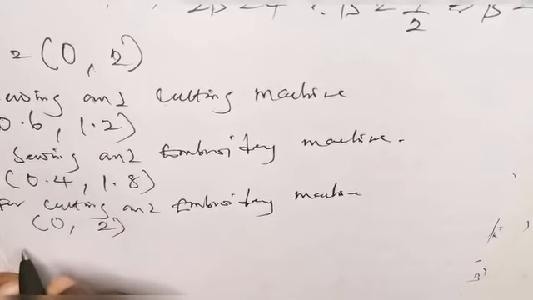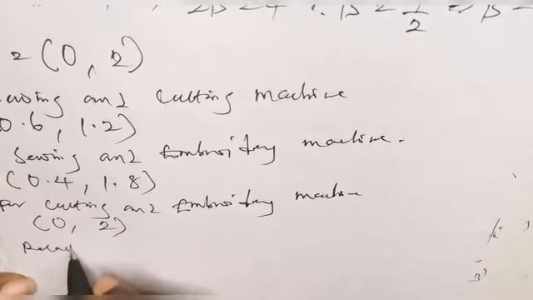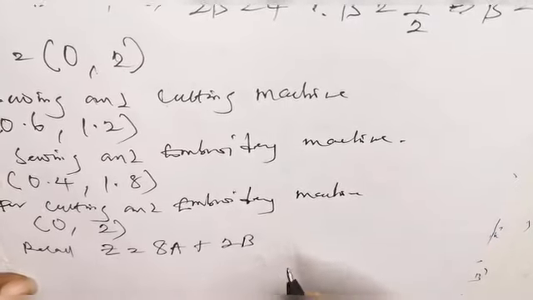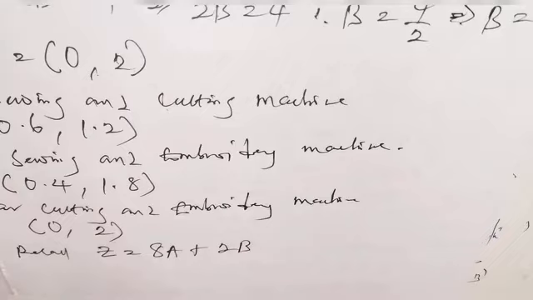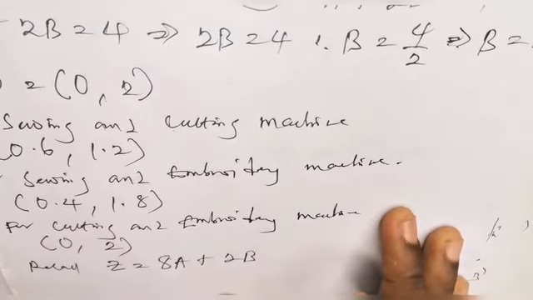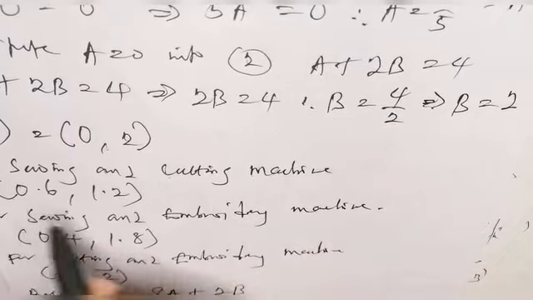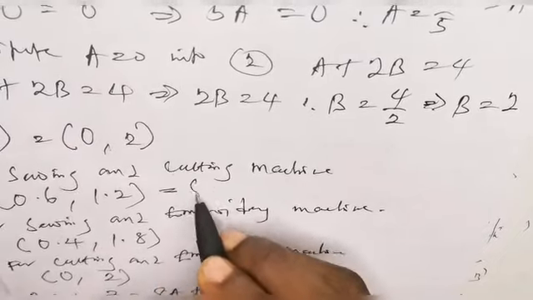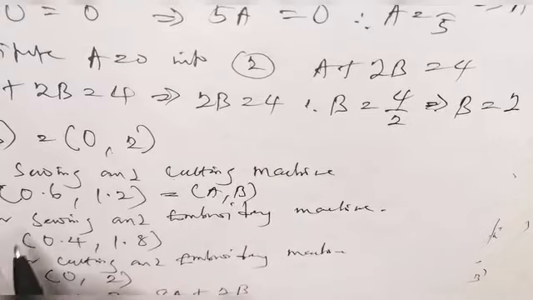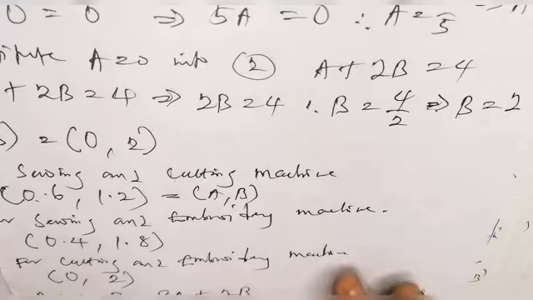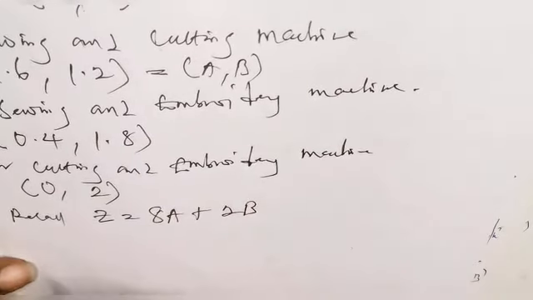Remember, recall z is equal to 8a plus 2b. So let's start with the first case now. For sewing and cutting machine, we had values for a and b: a to be 0.6 and b to be 1.2. We now substitute each of these values into this function and see the one that gives a higher value of the objective function.